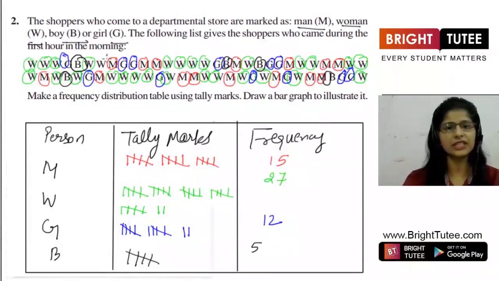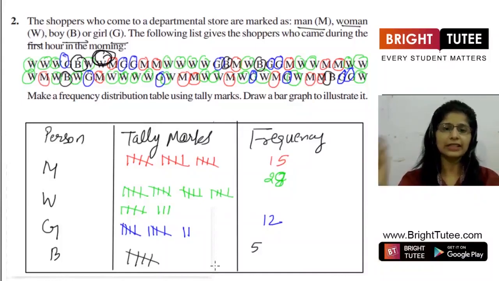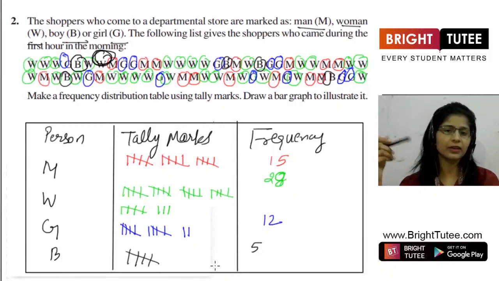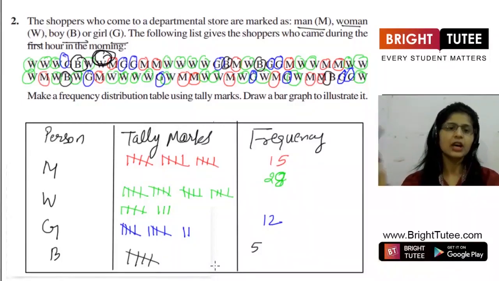So if we pay attention, we see that this is left, right? This W is left. That means there are not 27. There are 28 women that have visited this store. So like this, no number should be left. No information should be missing. So we have to definitely count it carefully, and then we can form the table, right? So we have formed it: 15 for men, 28 for women, 12 are girls, and 5 are boys.